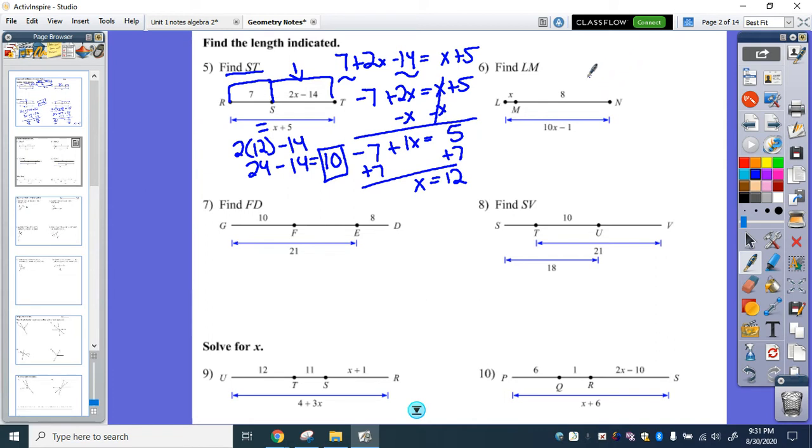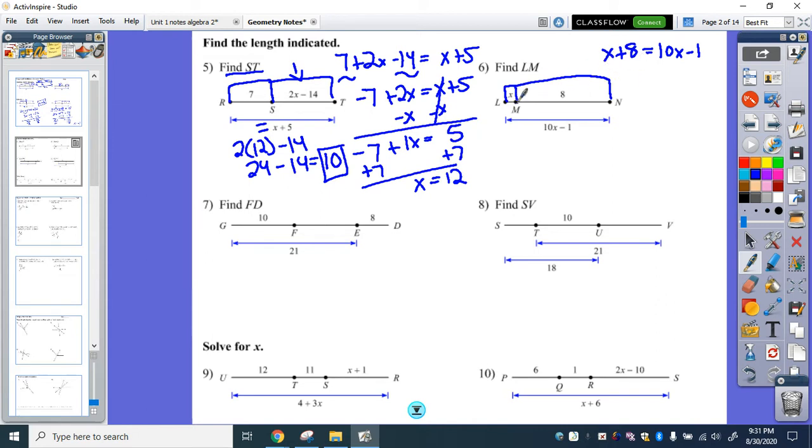Let's take a look at number 6. We have this small section, which is just x. This length is 8, so we have x plus 8 equals, what's on the bottom, is 10x minus 1.